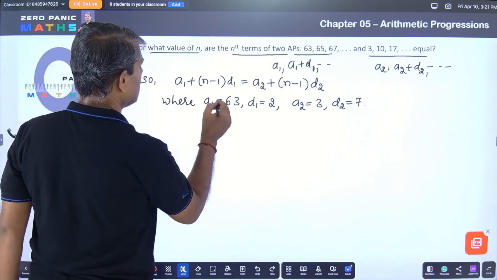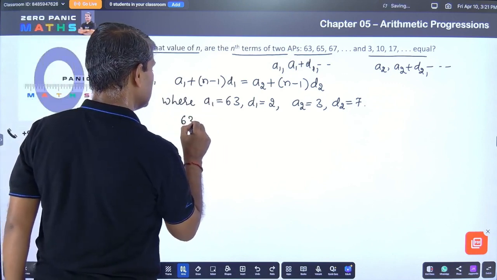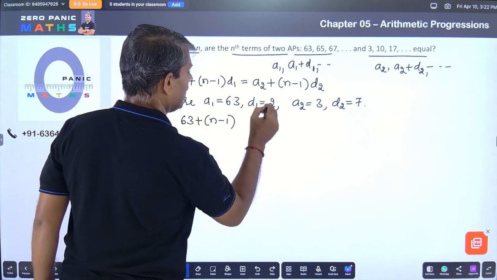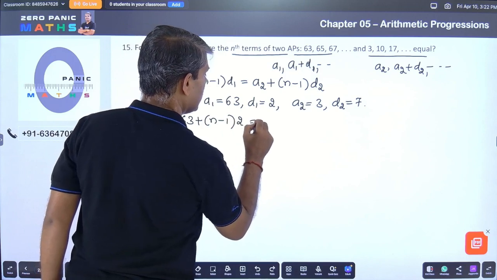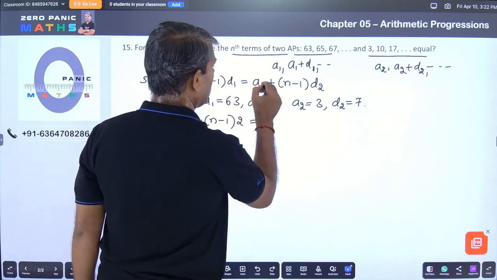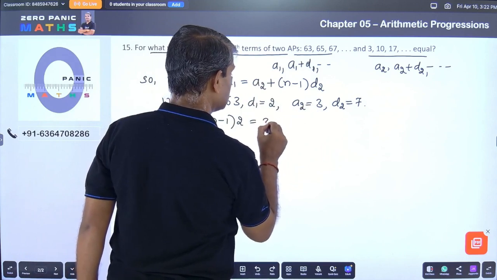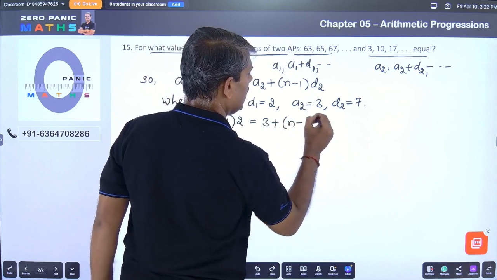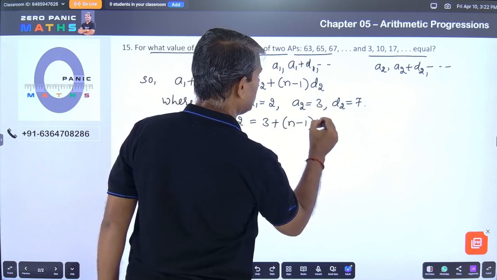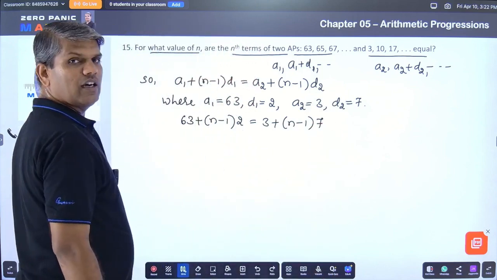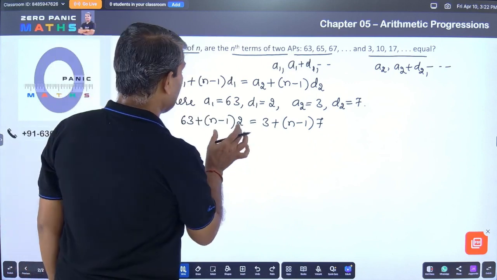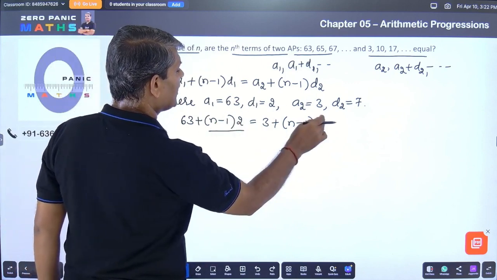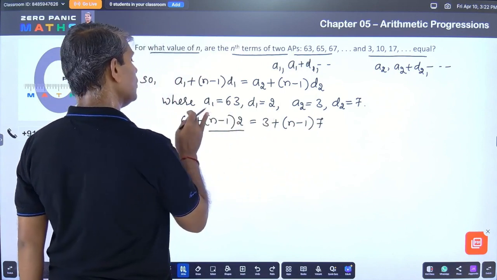Understood? So what is this? 63, A1, plus n minus 1 into 2 is equal to A2, which is 3, plus n minus 1 into D2. D2 is 7. Now let us take the 2 times n minus 1 term to that side and take 3 to this side.